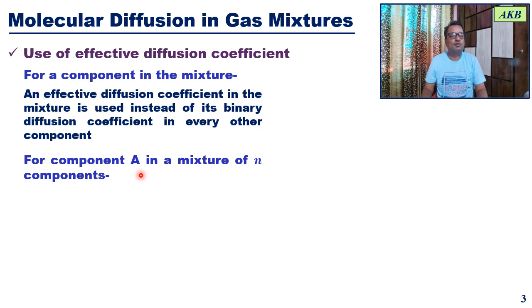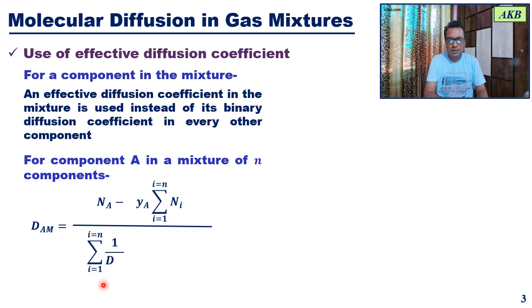For component A present in a mixture of n components, how do you write an equation for the effective diffusion coefficient? We will denote it as DAM, the diffusion coefficient of A in the mixture. This is equal to (NA minus YA times the summation of Ni, where i goes from 1 to n), divided by the summation of (1 upon DAi) times (Yi NA minus YA Ni), where i is again going from 1 to n. This is the equation which will give the effective diffusion coefficient for A in the mixture.